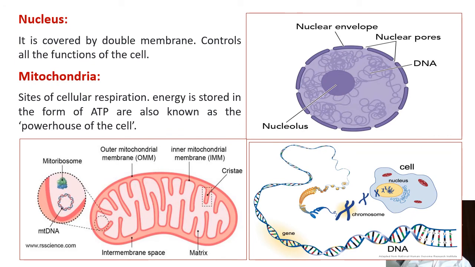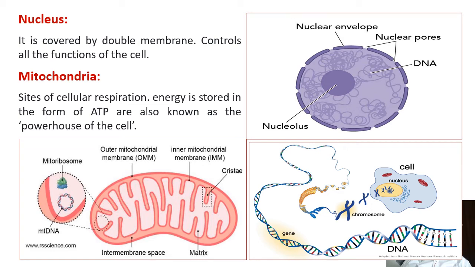Nucleus and its functions. Nucleus is covered by a double membrane called the nuclear envelope. The fluid which is inside the nucleus is called nucleoplasm, and it contains chromosomes. The chromosomes contain genes, which are the carriers of genetic information. Nucleus controls all functions of the cell.